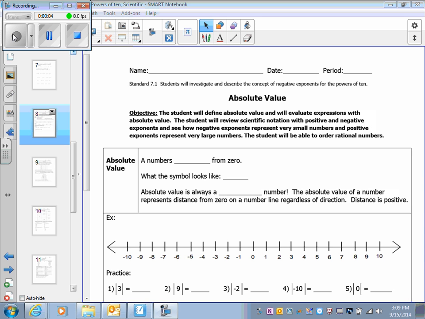Okay guys, so today we're going to take notes on absolute value, powers of 10, and scientific notation. So the sub should have given you a blank copy of the notes, and you are going to follow along with me and fill out whatever I write down.